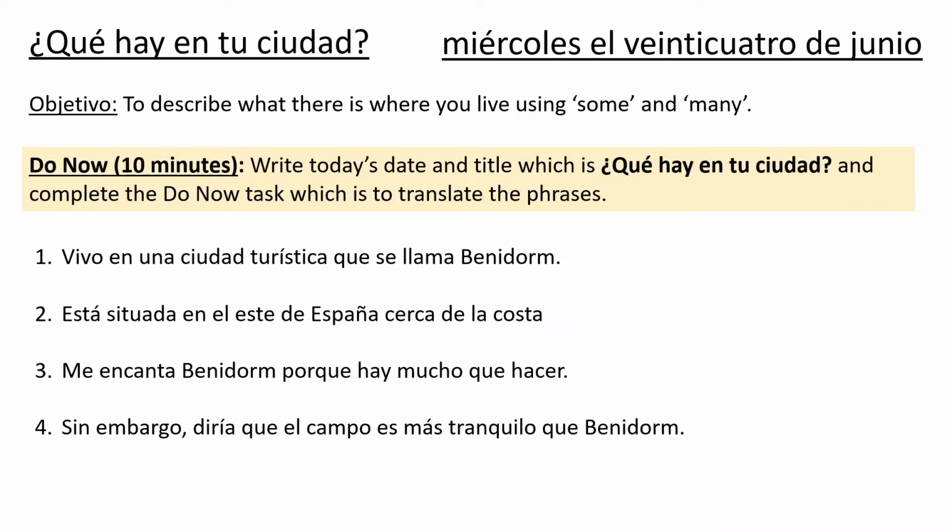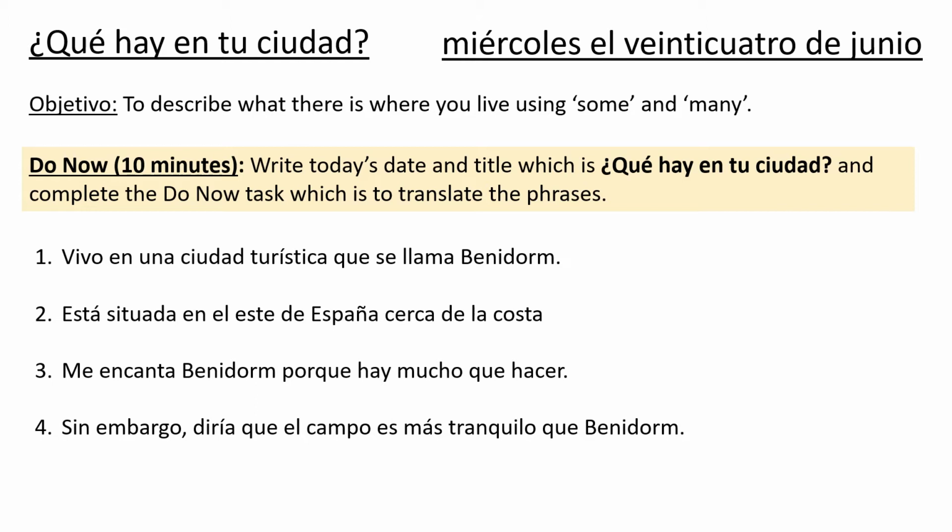Copia el título y la fecha: ¿qué hay en tu ciudad? y miércoles el 24 de junio. Underline those neatly in your book and then write down the objective: to describe what there is where you live using some and many. Pause if you want to do those now before the do now.